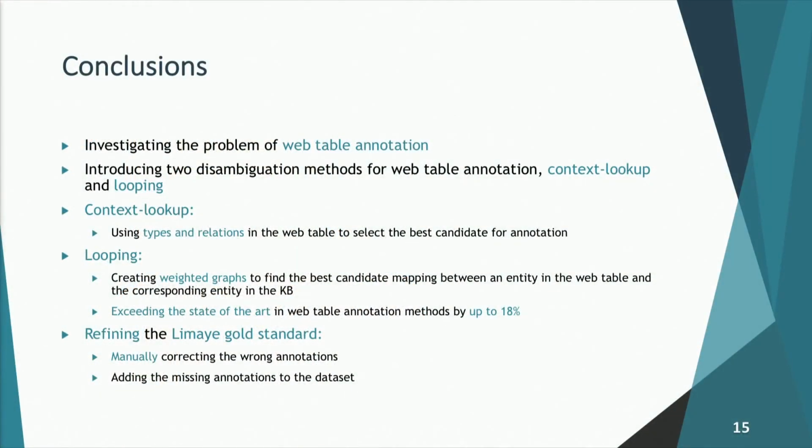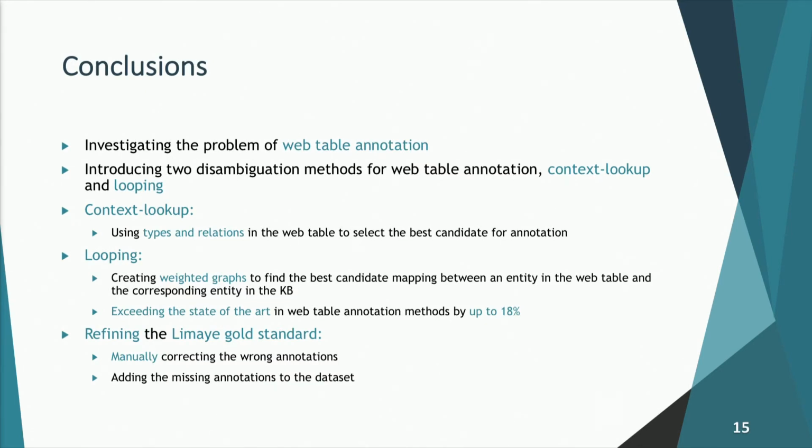And to conclude, we investigated the problem of web table annotation, and also we introduced 2 disambiguating methods for the web table annotation problem. First, we called it the lookup-based context lookup method and also the looping method. The context lookup method was using the types and relations in the web table in order to select the best candidate, while the looping method was mainly focused on the entities, the semantic entities, and the embedding of those entities.